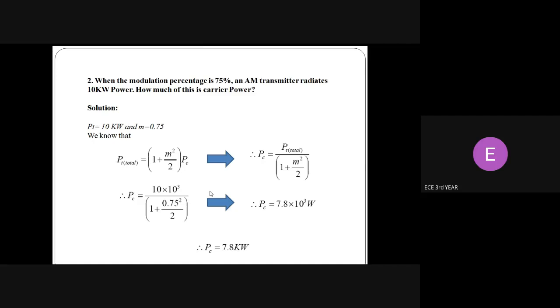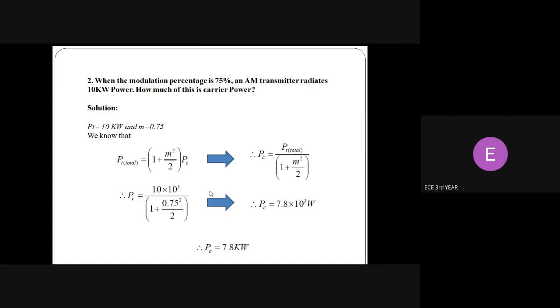And P total is given. PT is equal to 10 kilowatts, and the AM transmitter radiates 10 kilowatt power. It indicates the AM signal power is 10 kilowatt. So P total is nothing but 10 kilowatt. And now we want to measure the carrier power.